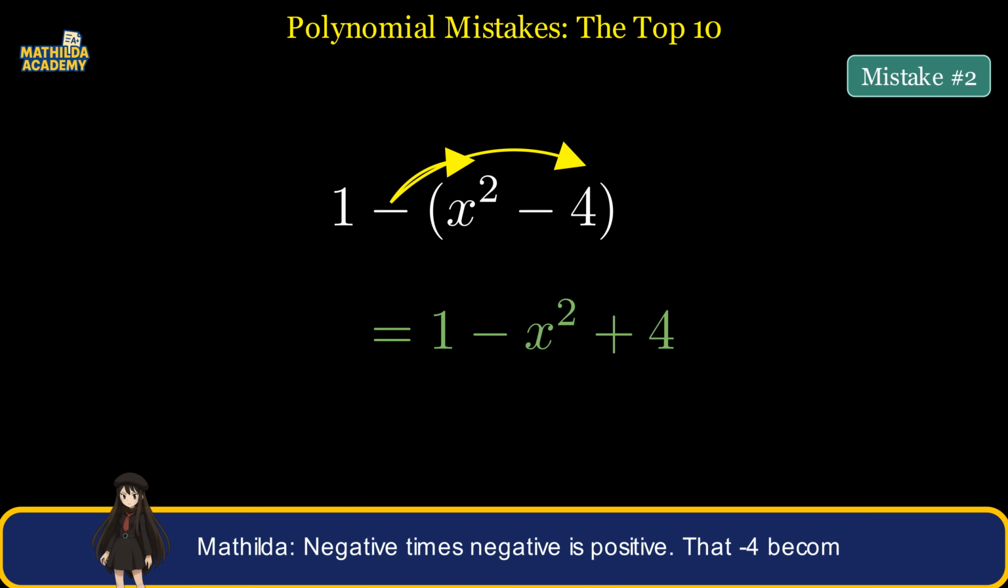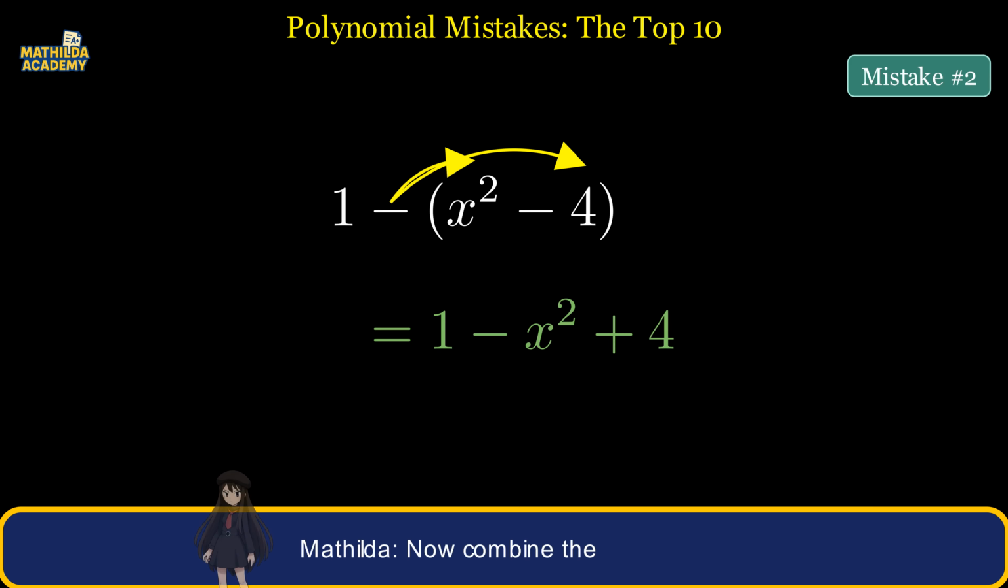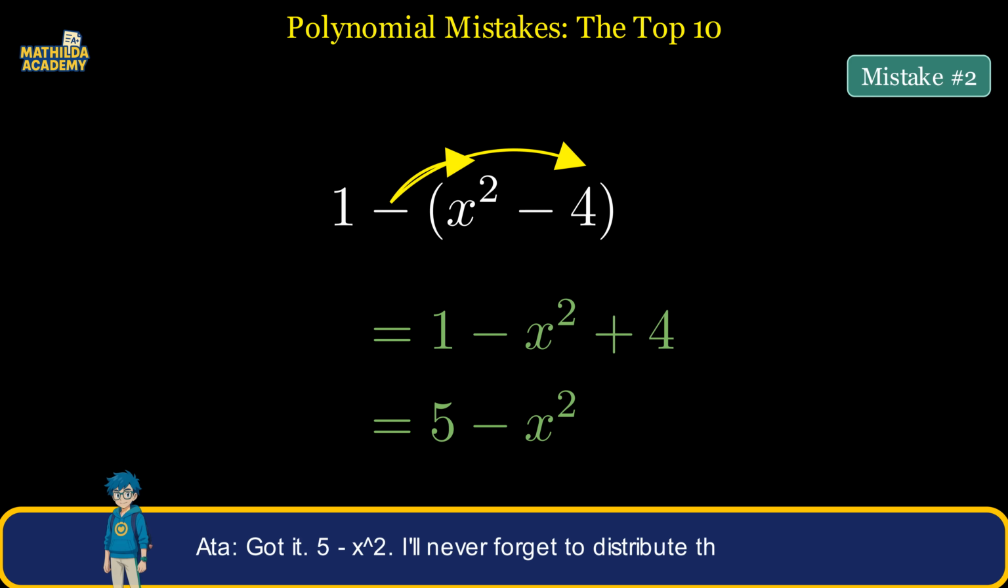Negative times negative is positive. That negative 4 becomes a positive 4. Now combine the constants. 1 plus 4 equals 5. Got it. 5 minus x squared. I'll never forget to distribute that minus sign again.